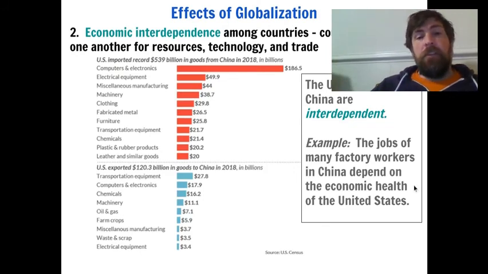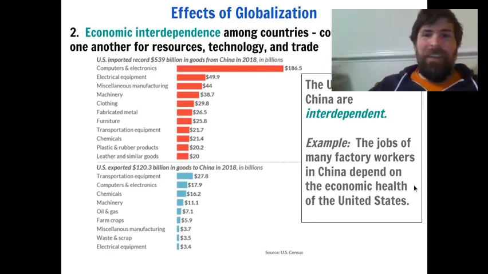Another effect of globalization is economic interdependence. That means countries need each other. Now, I know that it can be popular in the media to hear people say things like, the United States is in debt to China, and China is going to take over the United States because they have all of our debt. It's so much more complicated than that. The United States and China need each other very much. If the United States is successful, it makes China more successful. If China is successful, it makes the United States more successful.